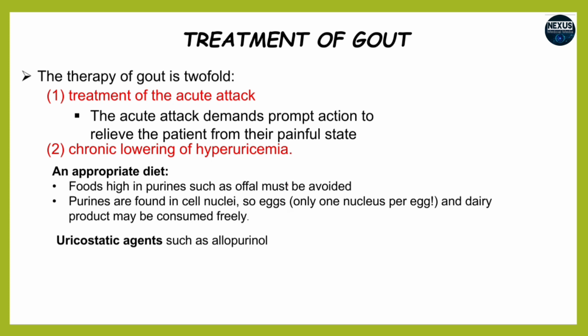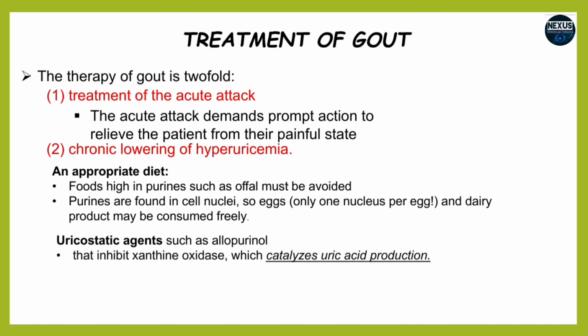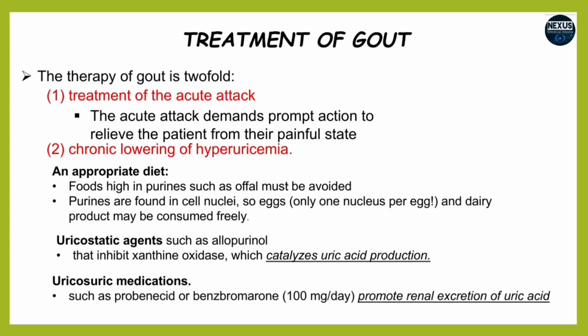The second attempt is use of drugs that inhibit xanthine oxidase, for example, allopurinol, right? So xanthine oxidase, remember, catalyzes the uric acid production. Next is uricosuric medications, right? So the medications include probenecid and benzbromarone. Right, so these drugs promote renal excretion of uric acid.